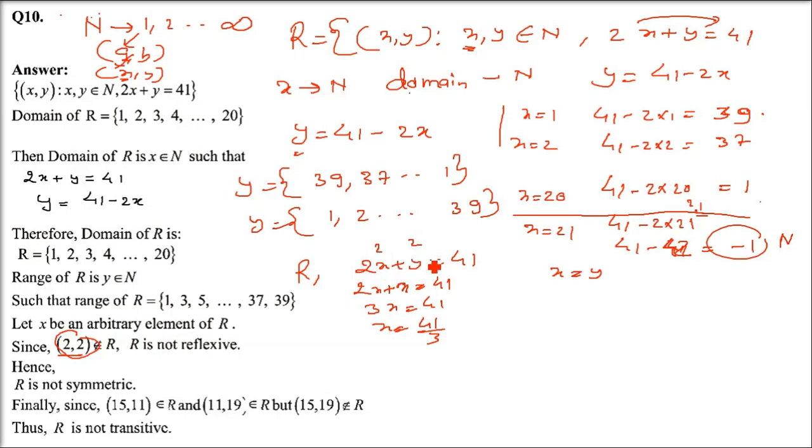And you can take the example also. You can put 2, 2. So 2 into 2 is 4 plus 2 is 6. So 6 is not equal to 41. This is not reflexive. Now coming to symmetric. Symmetric is, A related to B, B should relate to A.